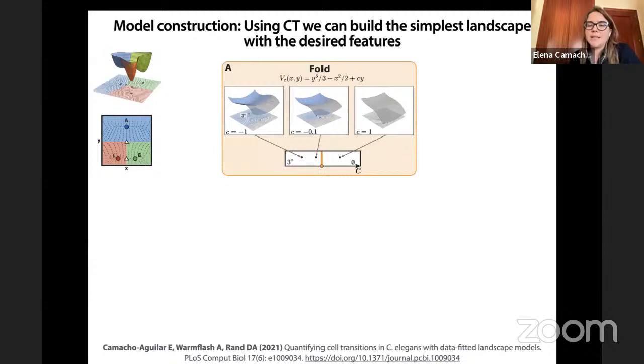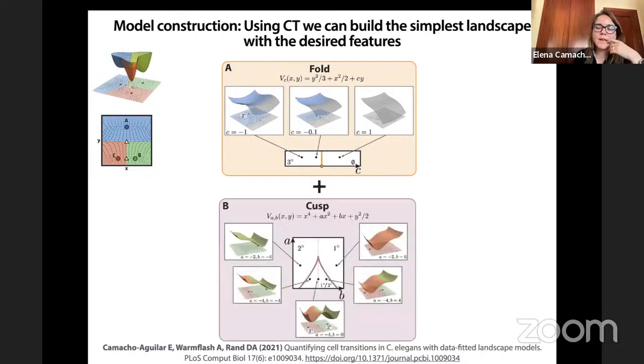So to build this landscape, we also wanted to see whether using the very simple catastrophes as Lego blocks that we then paste together to build a more complex catastrophe landscape works. So we decided to use the fold catastrophe to explain the first decision process between non-vulva and vulva. And so the parameter C will control this decision, and then use the cusp catastrophe to model the second decision, between primary and secondary fate. And so this is the second simplest catastrophe, and the parameters are A and B.